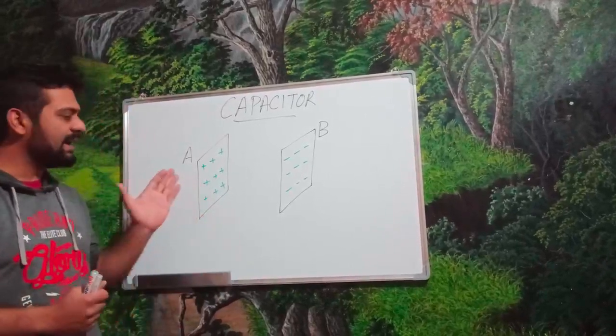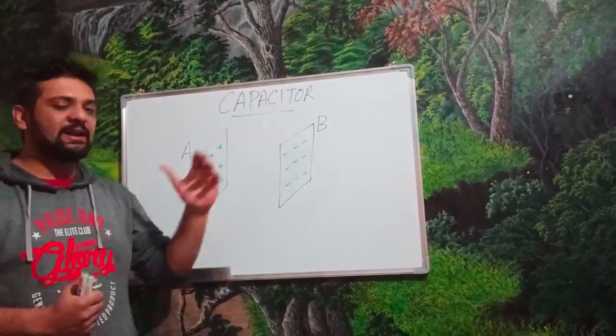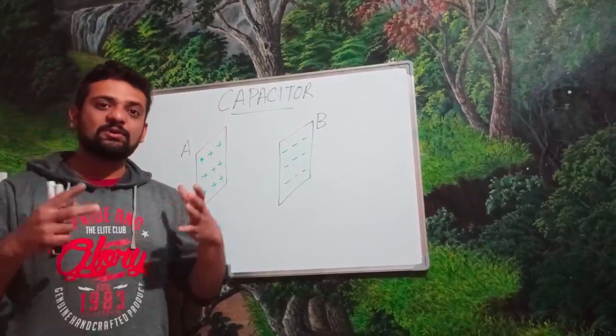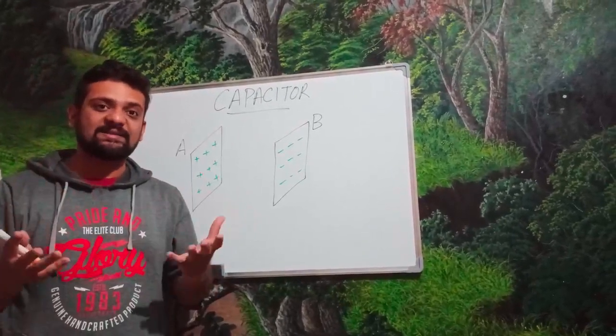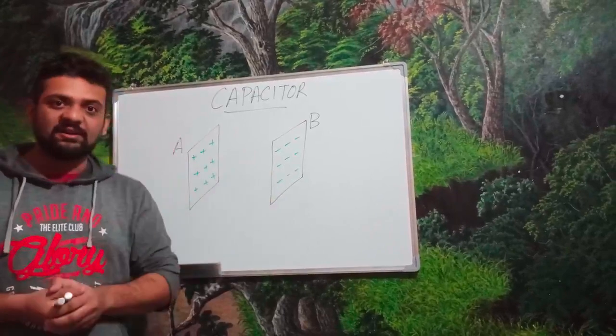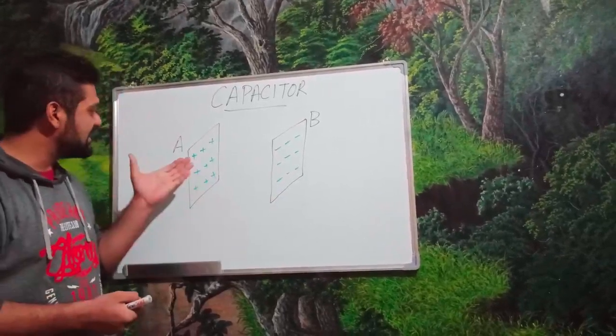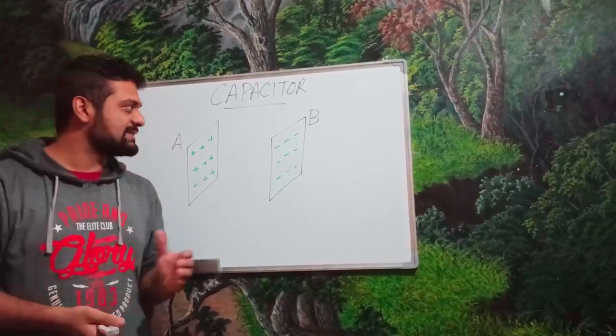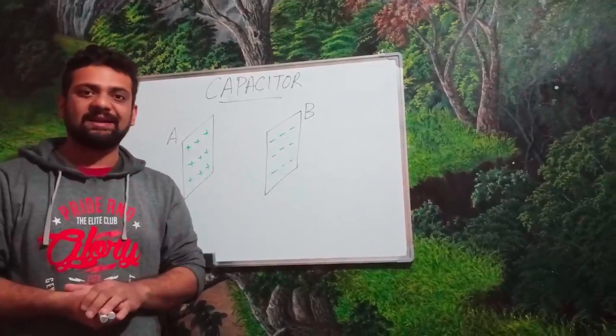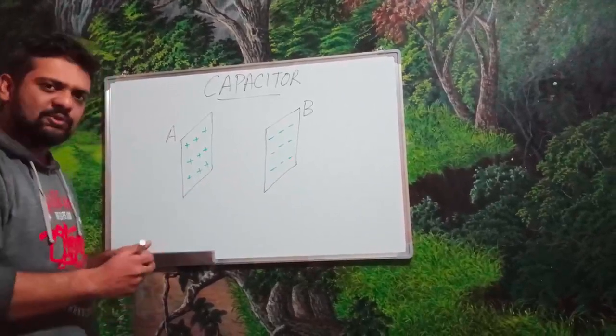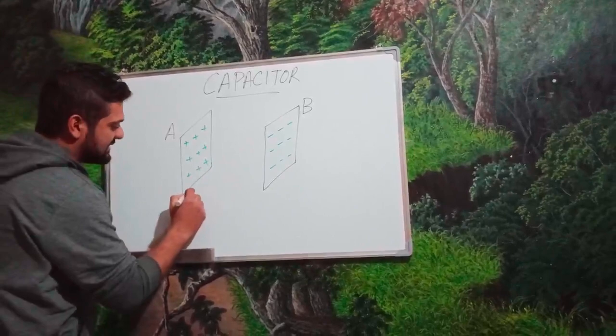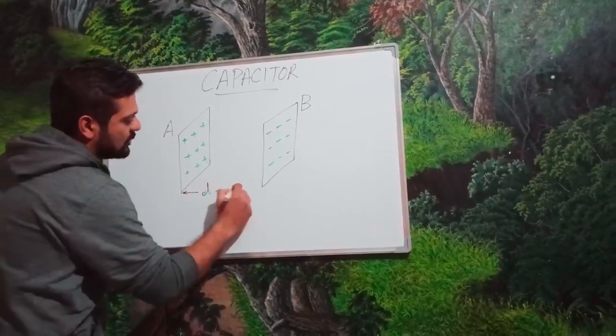So there is a plate A taken on the left hand side and there is a plate B on the other side. Now these two different metallic plates will be storing some different charges. So let's say on plate A we have got positive charges and on the plate B we have got some negative charges. And let us suppose that the distance between these two plates is represented by small d.